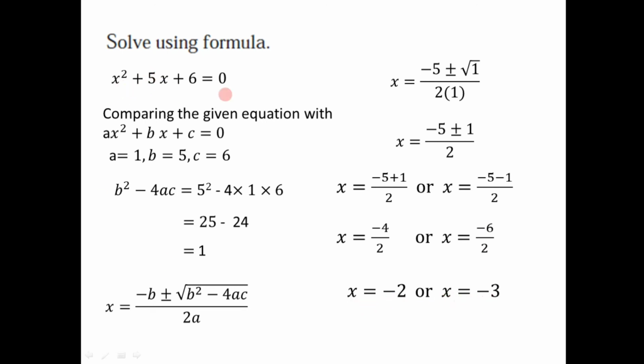So as this is a quadratic equation, it has two solutions. So x is equal to minus 2 and x is equal to minus 3. These are the two solutions of given quadratic equation. So this is how we can find the solution of any given quadratic equation by the formula method.